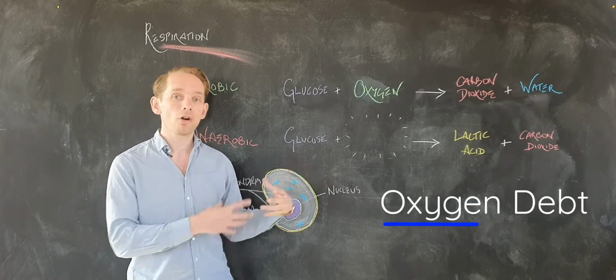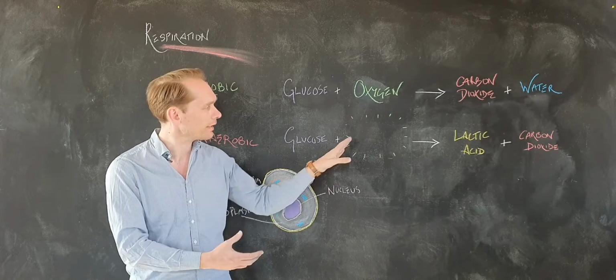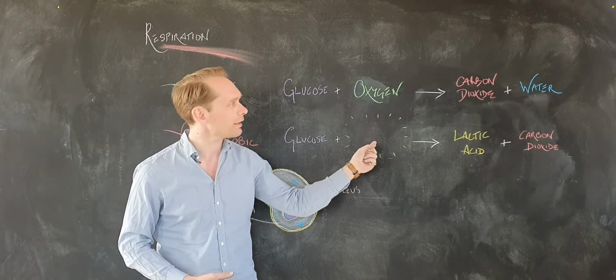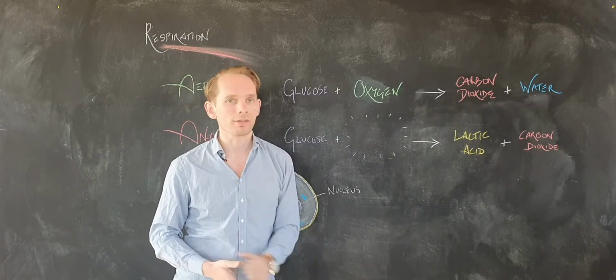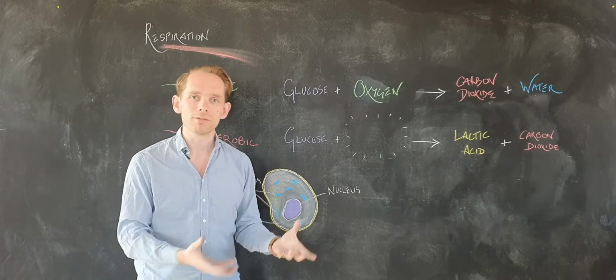And that's where oxygen debt comes in, where you continue breathing heavily after exercise to oxygenate the lactic acid. You're basically adding oxygen back into this equation to end up with carbon dioxide and water again. If you fail to do that, the lactic acid is converted in your liver back into glucose.